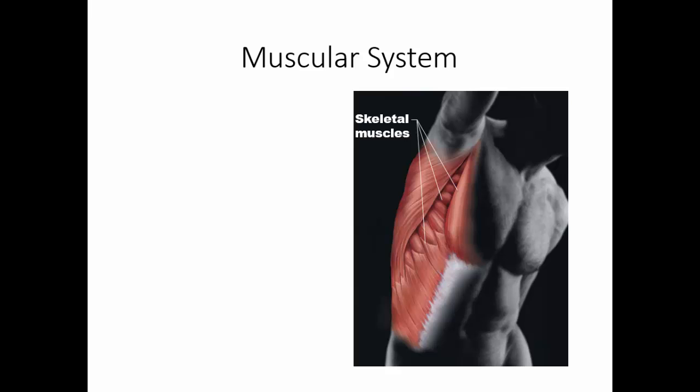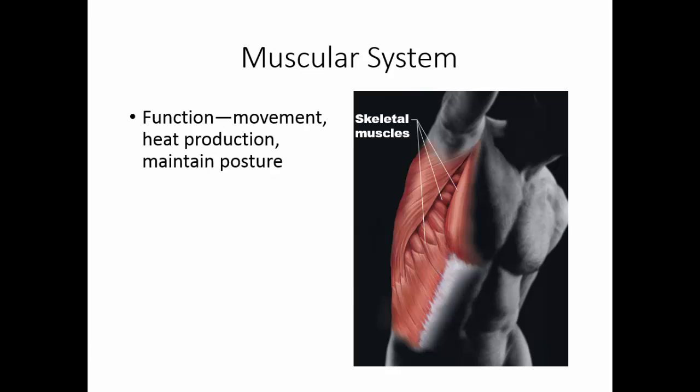The muscular system functions in movement. Also, muscles produce most of the heat in your body and they help you maintain posture. Now, there are three types of muscle. The skeletal muscle shown in this picture obviously move your bones. Smooth muscle is found in all of your hollow internal organs. When it contracts, it moves materials through those hollow organs. And the cardiac muscle is found in the heart. When cardiac muscle contracts, it moves the blood through the body.